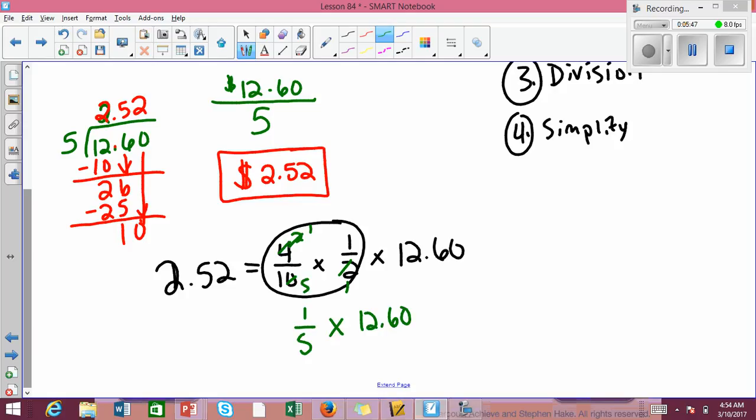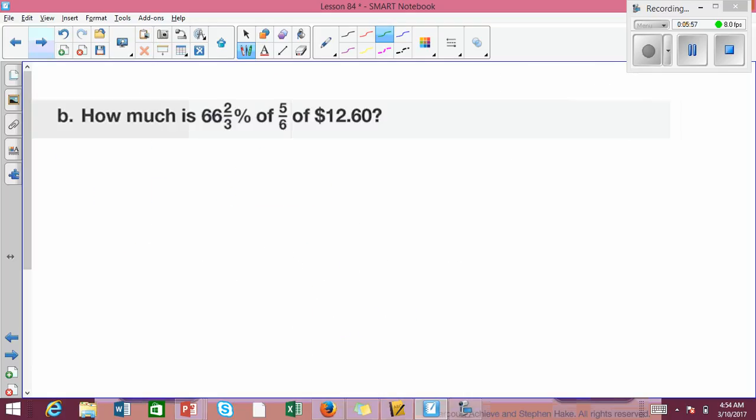Does it make sense that it is $2.52? Yes, it would, because half of $12.60 would be $6, and 1/5 is much less than half. Okay, so our answer does make sense. Let's move on to the next one.